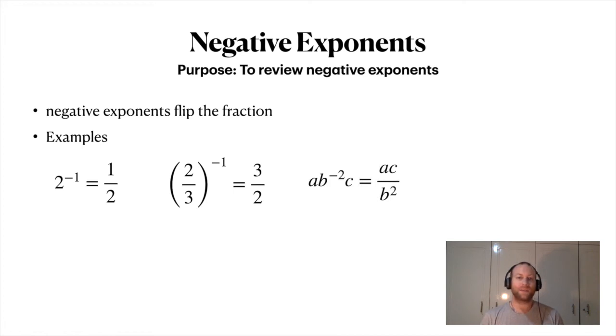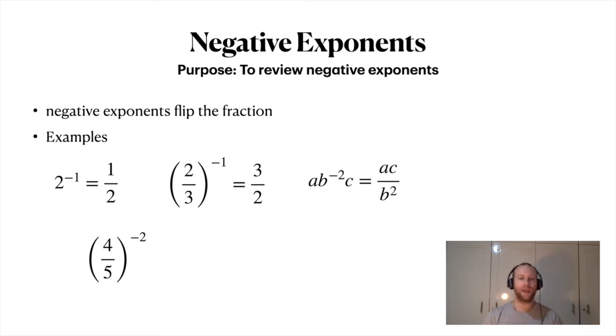Now the negative exponents will only flip whatever they're being applied to. So in this case, a times b to the power of negative 2 times c. The power of negative 2 is only applying to the b, therefore only the b gets flipped. The a and the c stay the same. So just be careful, a negative exponent only flips what is applying to it. If it's not applying to a different variable or a different number, don't flip it.